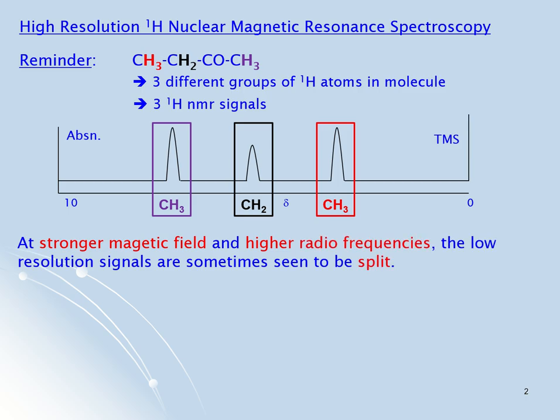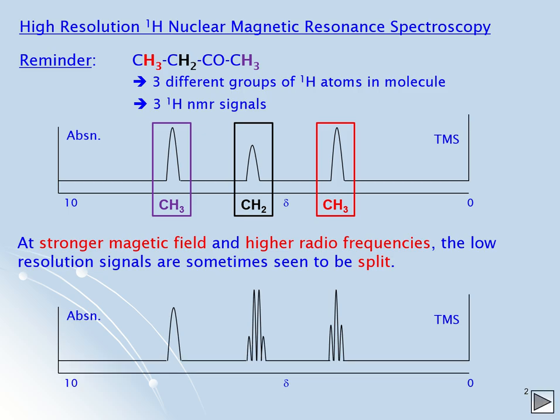Now if I took the same butanone, the same molecule, and I passed it through a high resolution NMR machine, I will now get this. So it looks a bit different. We've now got what we call a splitting pattern, and you can see that the CH2 group has split to what we call a quartet, so 4 peaks in other words, and our CH3 group has split to what we call a triplet, okay, or in other words 3 peaks.